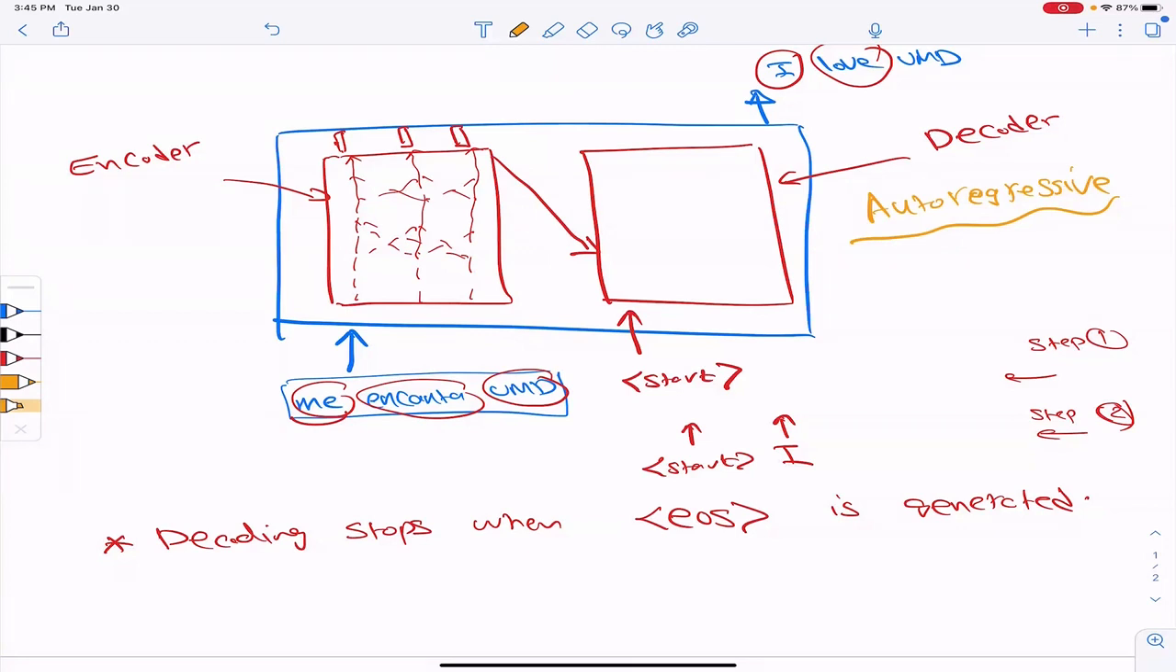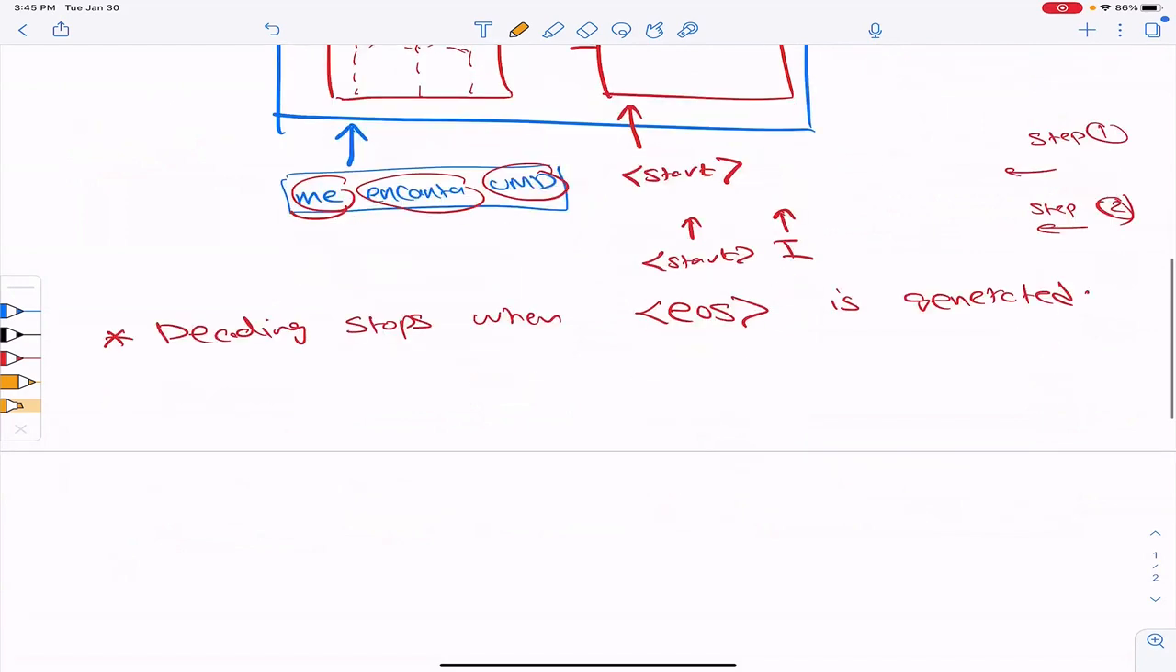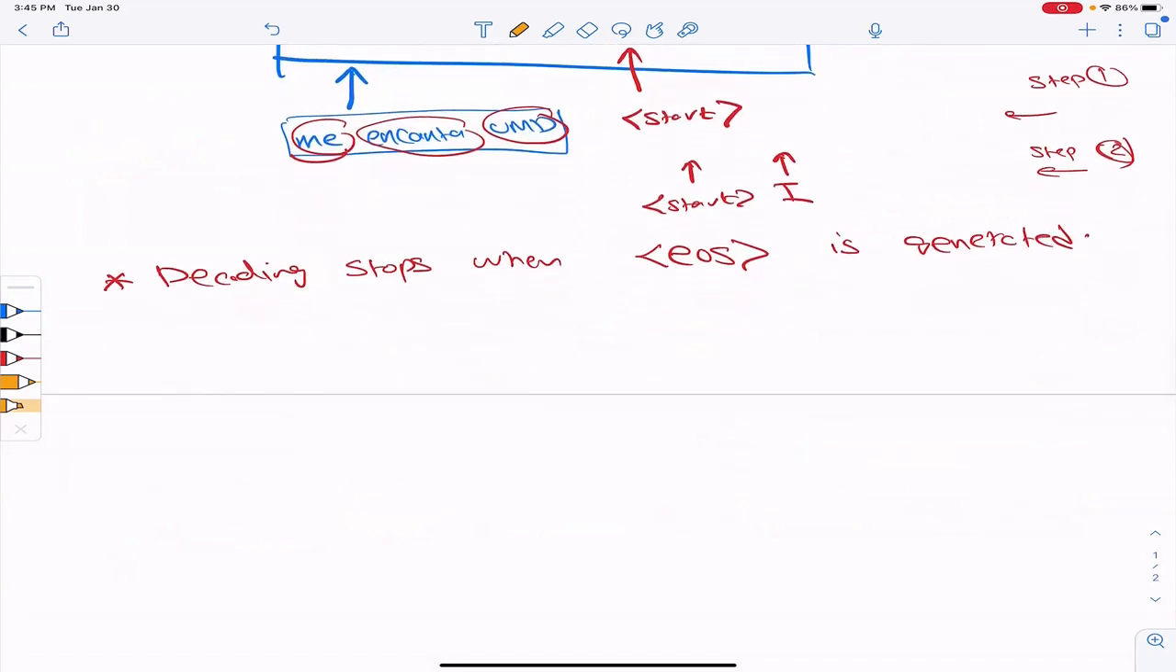Right, I think there's a question. Does it rely on all previously generated tokens or just a single previous token? All previously generated tokens. All right, so that is encoding and decoding at a high level.